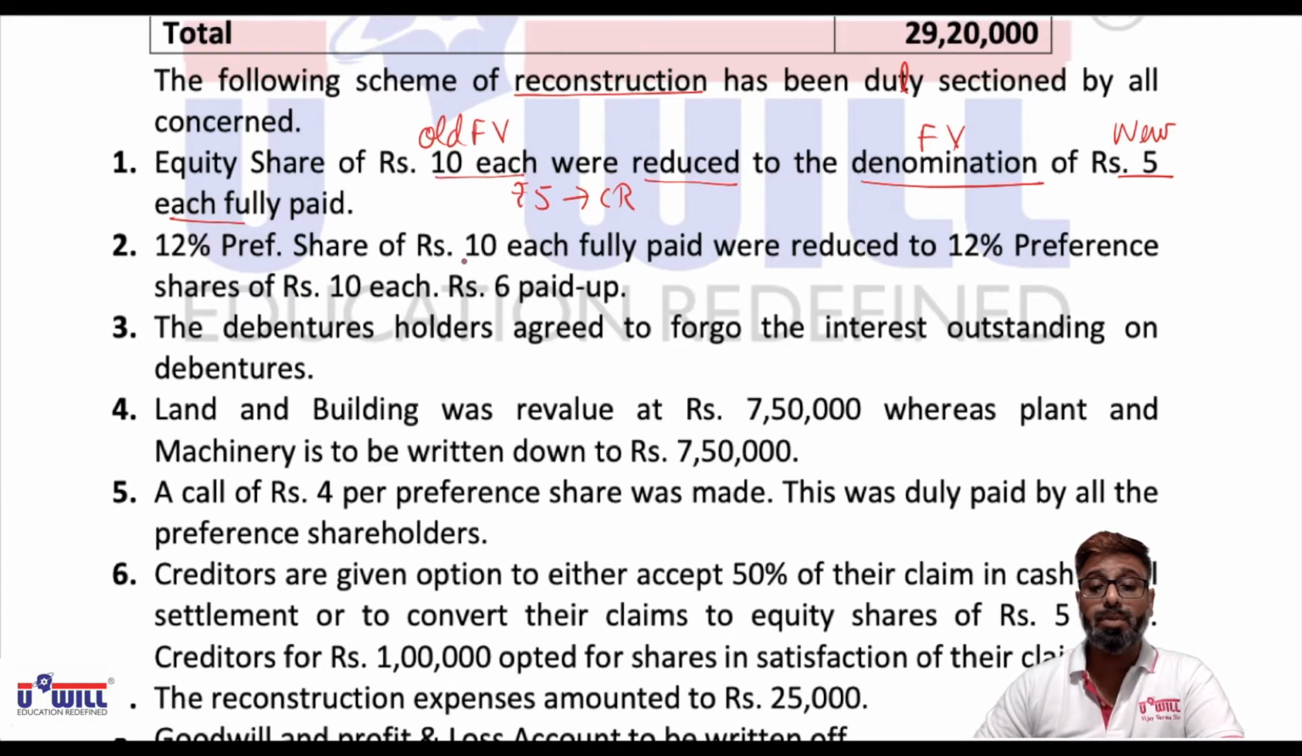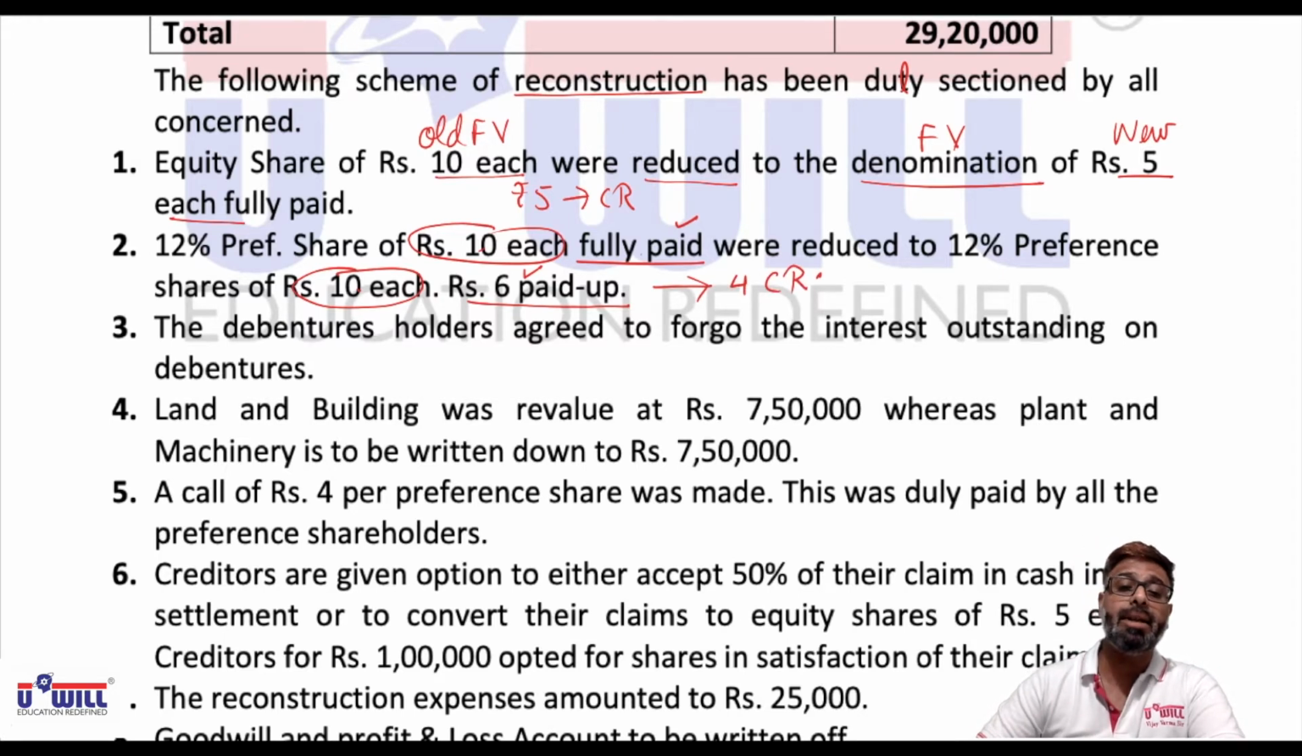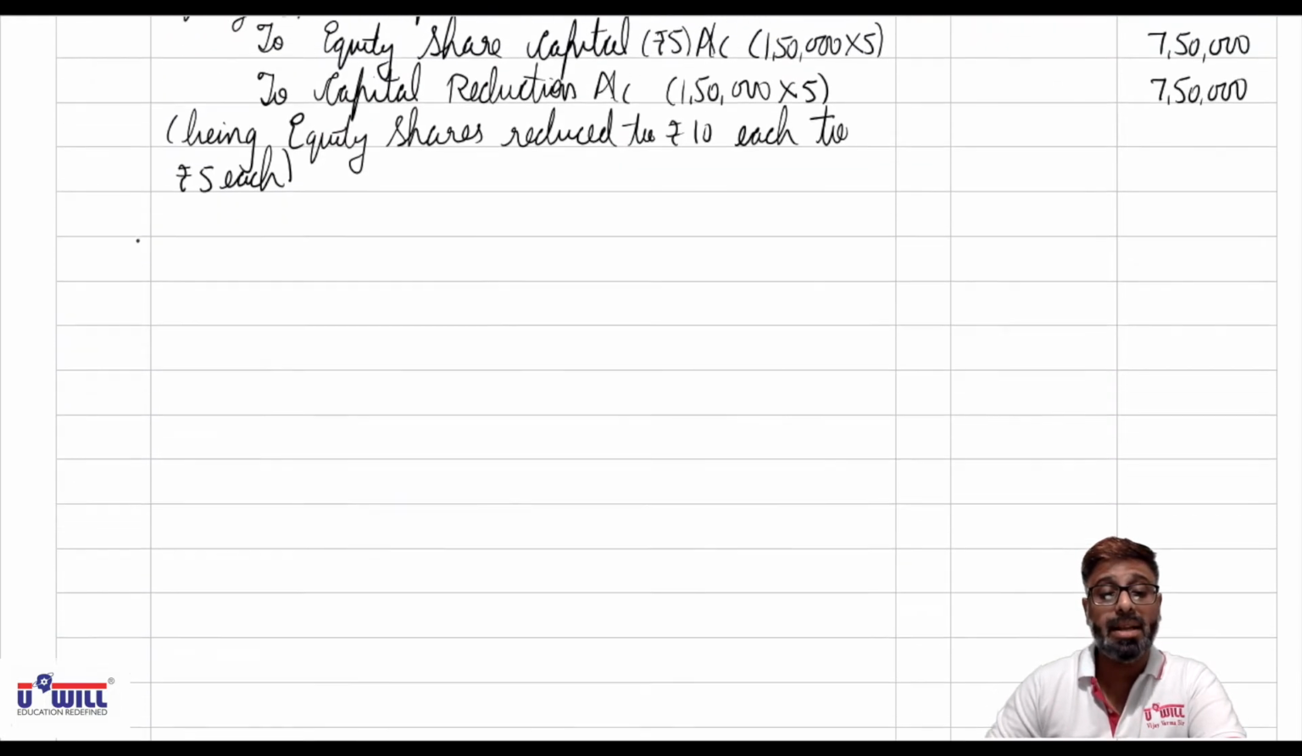12% preference shares of rupees 10 each fully paid were reduced to 12% preference shares of 10 each, 6 paid up. Now face value is remaining the same. From 10 it is remaining 10 only, but the paid up value is decreasing from fully paid 10 rupees to partly paid 6 rupees. So here directly the 4 rupees they are sacrificing will be transferred to capital reduction. Face value is not changing, paid up value is changing. So old face value we don't have to debit, new face value we don't have to credit. Only the paid up value is changing, so directly 4 rupees we have to transfer to capital reduction.